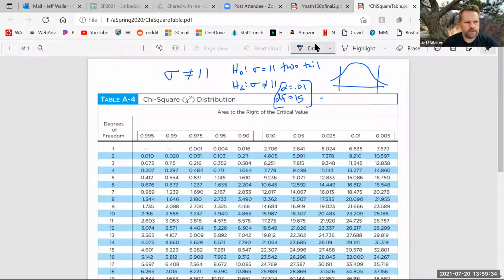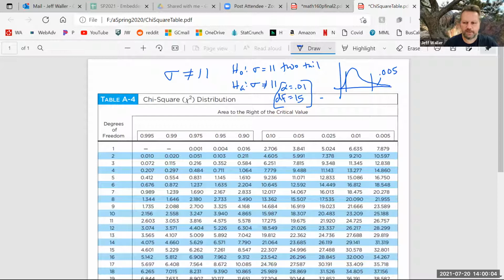Do you see how, in fact, I've drawn my picture horribly. Why did I draw my picture wrong? Because this is not a normal curve, is it? This is a chi-square curve. That's what standard deviations do. So there's going to be one tail and another tail. Can somebody tell me what area is in this tail up here? You can do this. 0.005. Beautiful.